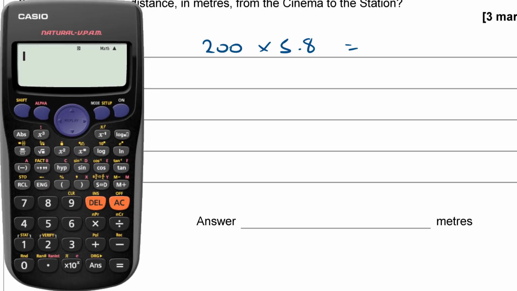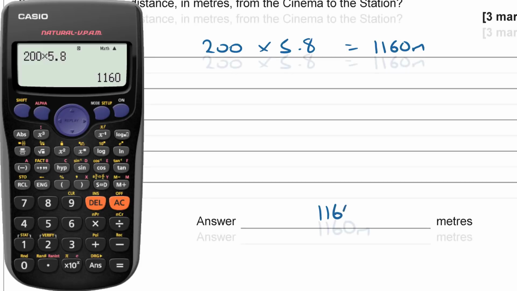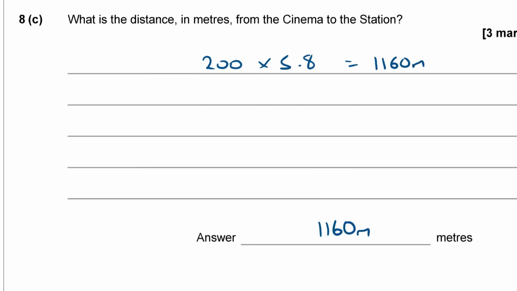Let's reach for the calculator. 200 times 5.8, that gives me 1,160. 1,160 meters, so that's my answer. There's probably a little bit of leeway either side. Probably you're allowed anything from about 1120 up to 1200, I'd imagine, but I made it 5.8, which is 1160.